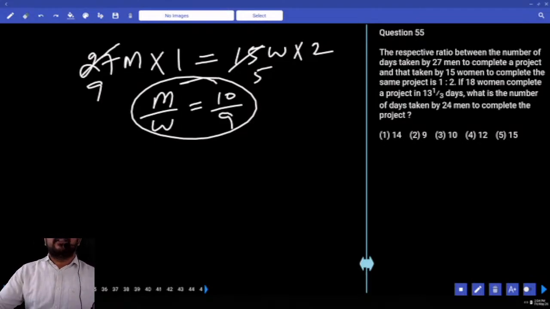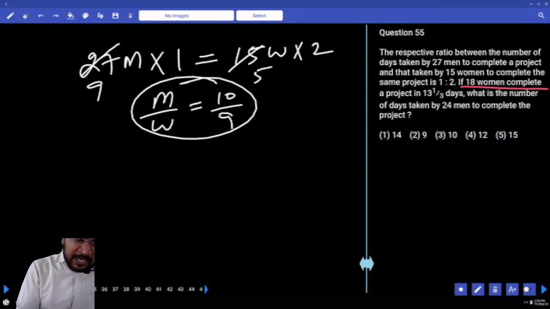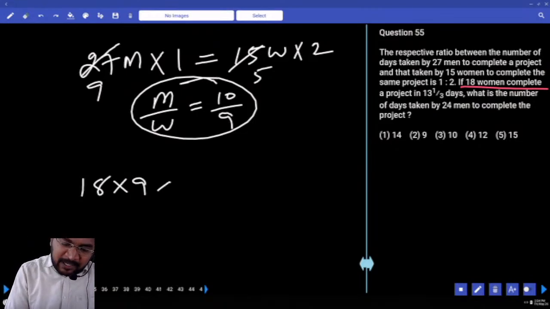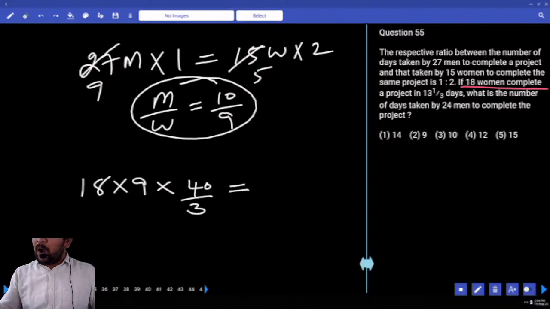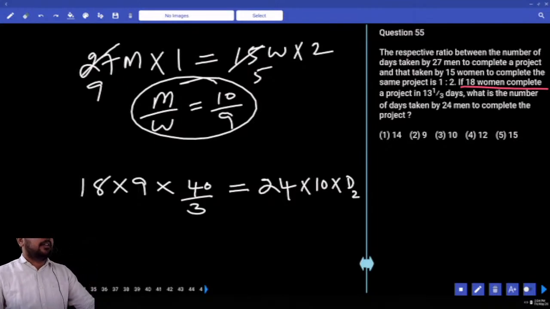Are you clear? Now see the question. If 18 women complete a project in 13 1/3 days, their efficiency is 9. Now 13 1/3 is nothing but 40/3 days. What is the number of days taken by 24 men, where man efficiency is 10? How many days are they taking? Are you clear?